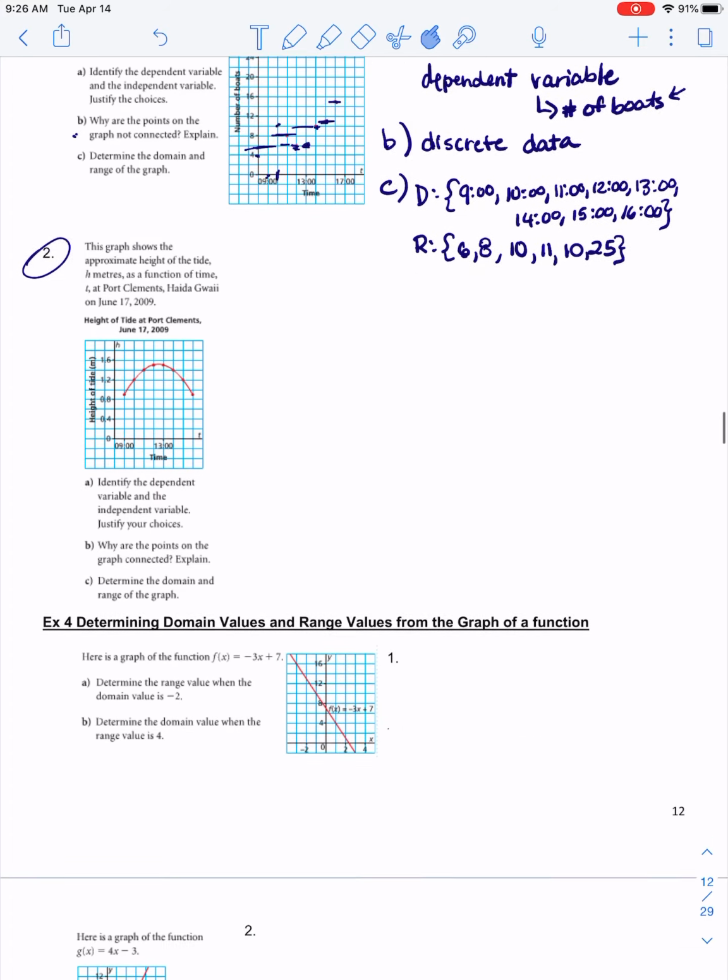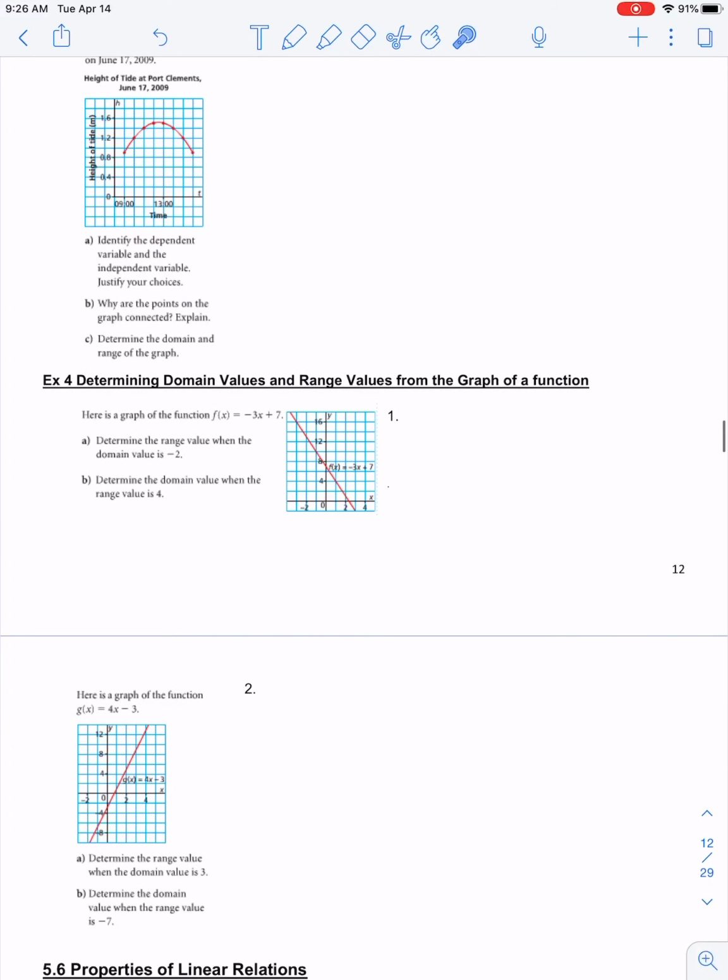And we are going to try example 4, determining the domain values and range values from the graph of a function. So here's the graph of a function, y equals negative 3x plus 7. A, determine the range value when the domain value is negative 2. The range value means your y value, so they're asking you what is y? And the domain is x, so we're saying x equals negative 2. What does y equal? That's all they're asking.